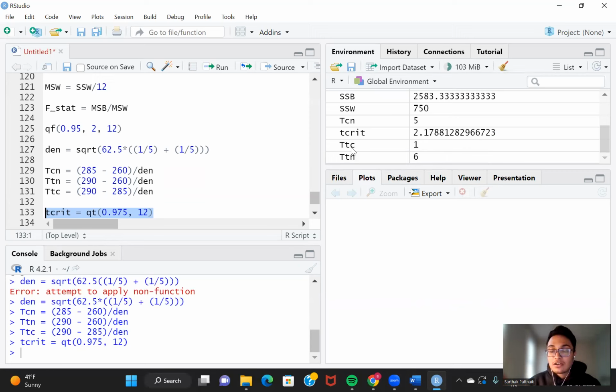In the next session, we'll be doing one more example. We will be taking a data set which is already available, importing that data set into R, and doing all the calculations for both the global F test and the t-test.